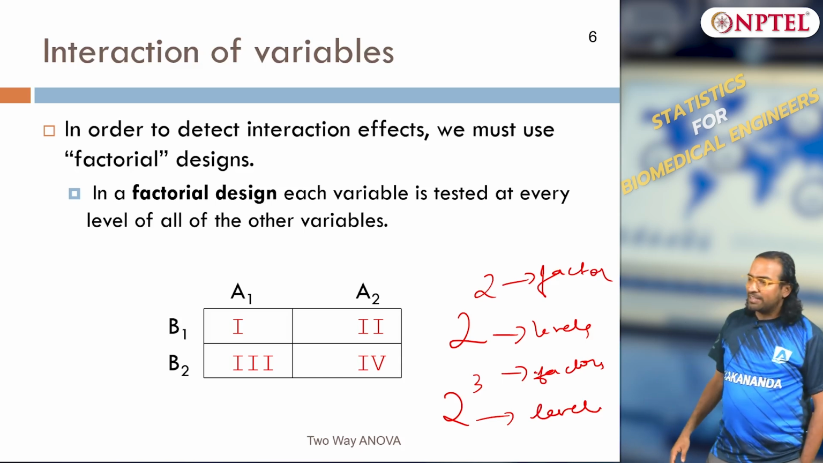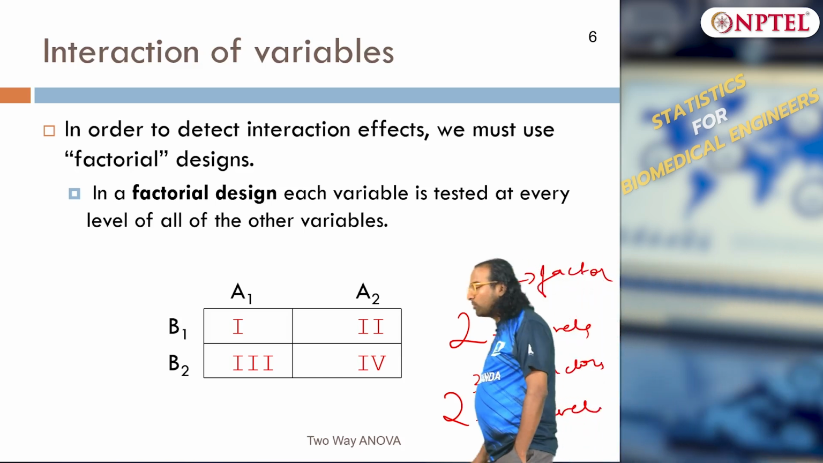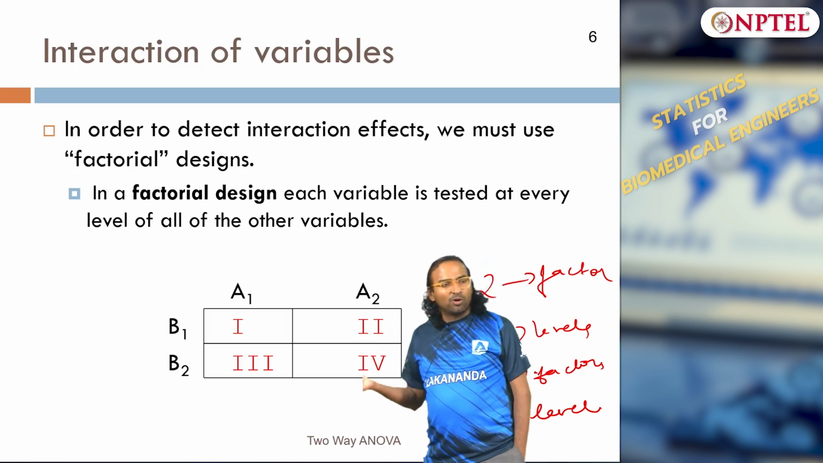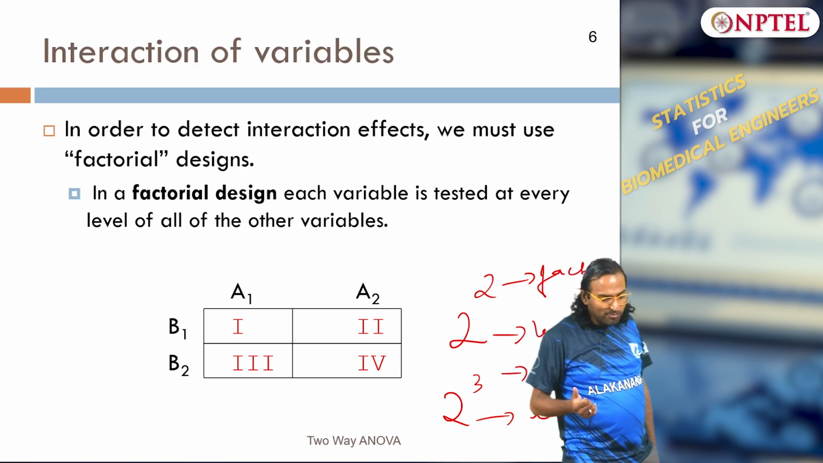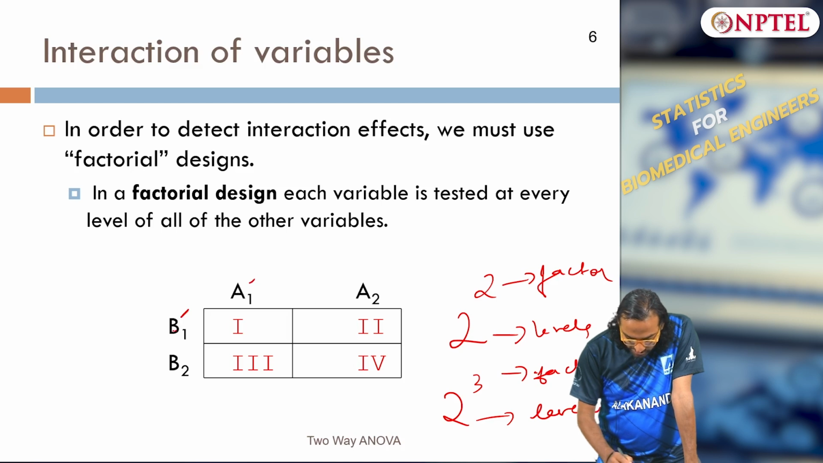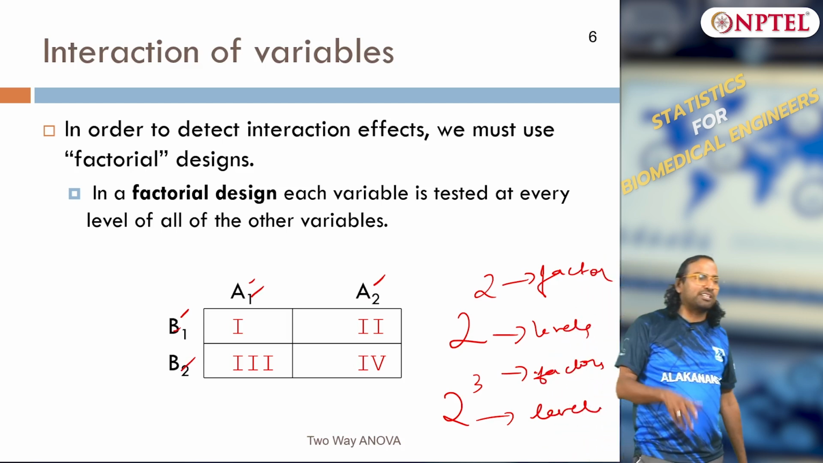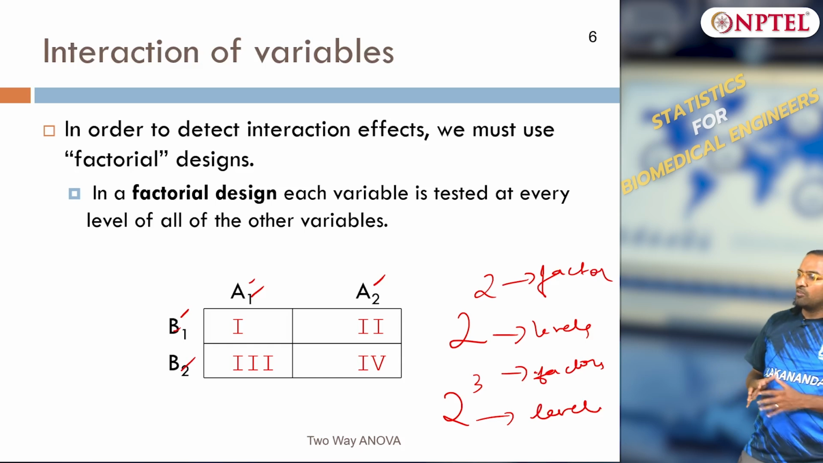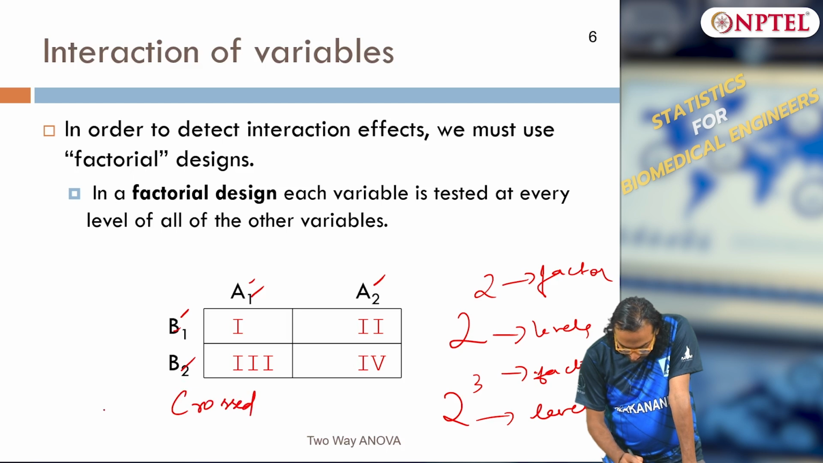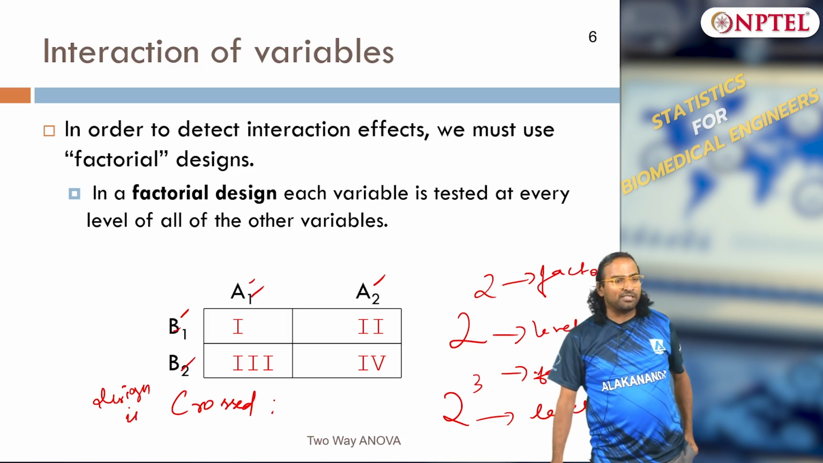So, here is a simple case where you have A1, A2, B1, B2. B1 is the presence of B at both the levels of A, and B2 at both the levels of A. So, you can look at it, 4 experiments are done: B1 at A1 and B1 at A2 level, and B2 at A1 level, B2 at A2 level. In this matrix, all combinations are made. So, this is called crossed, the design is crossed, meaning you have conducted experiments at all possible combinations.